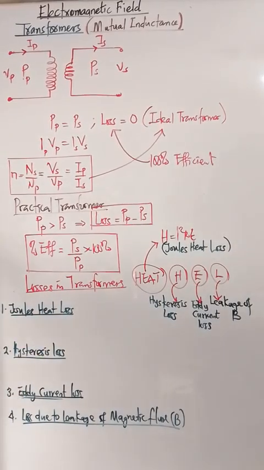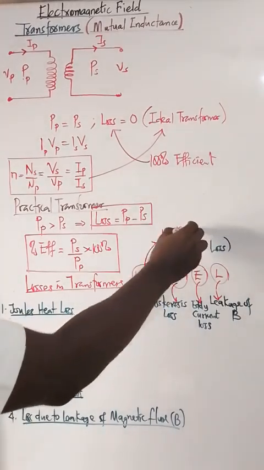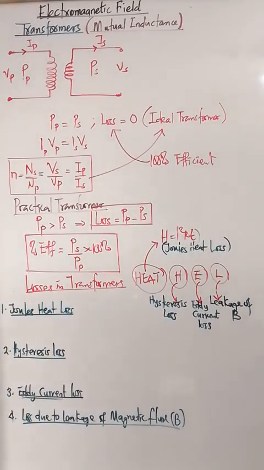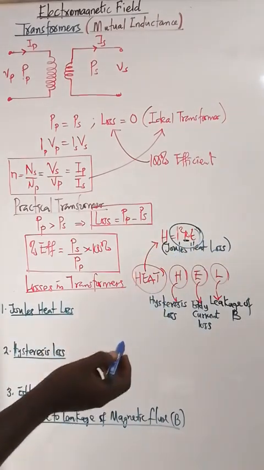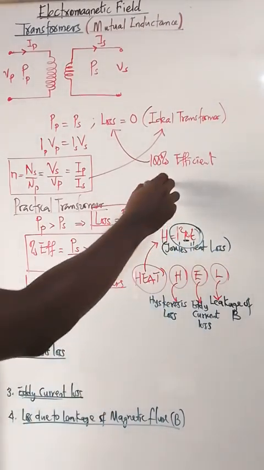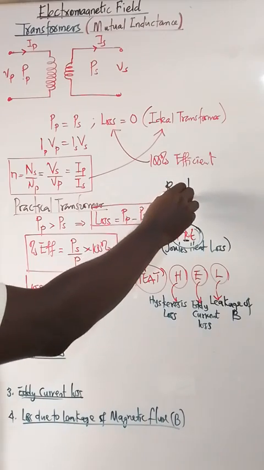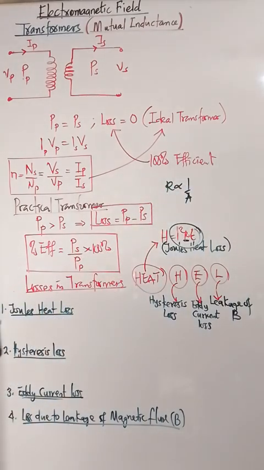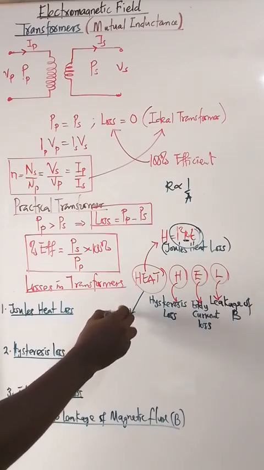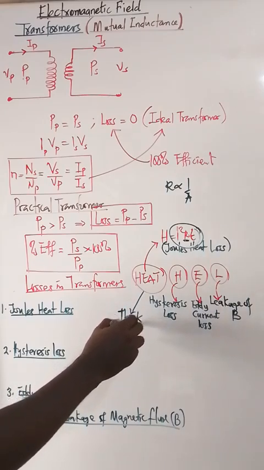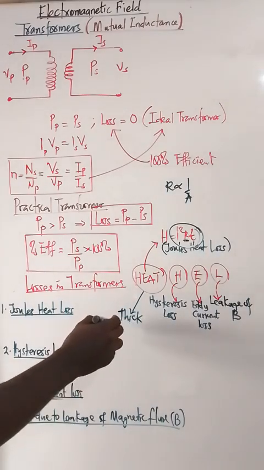this can be reduced by using a thick wire of low resistance. So this is the heat loss. We use what? A coil that has low resistance, and it should be thick because the resistance is inversely proportional to area. So the wire should be thick and of low resistance. So Joule's heat loss can be reduced by using a thick wire of low resistance.